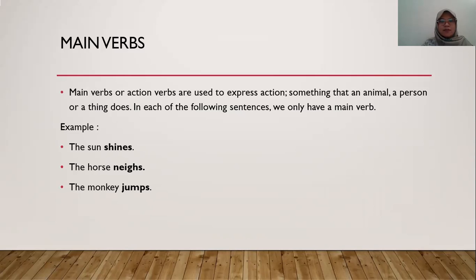So main verbs or action verbs are used to express action, something that an animal, a person, or a thing does. In each of the following sentences, we only have a main verb. For example, the sun shines. As you know, the sun here becomes the subject and shines here becomes the verb, and this is the main verb. Also, the horse neighs and the monkey jumps.